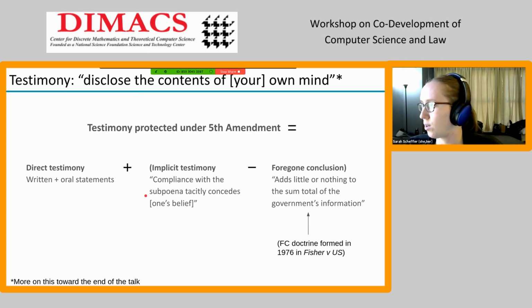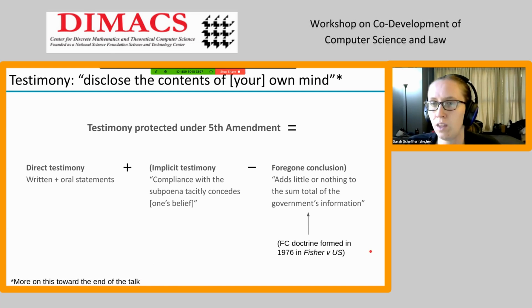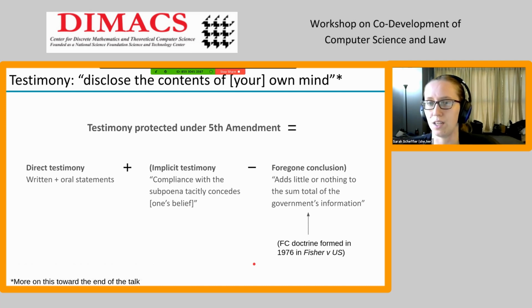So this is called the foregone conclusion doctrine. It was born in 1976, in this case, Fisher v. U.S., and I should just add to clarify that all of this is Fifth Amendment stuff, and this is mostly separate from the Fourth Amendment questions of to what extent the government is allowed to search your house for a gun. This is only asking the question of what the government can compel you to do.